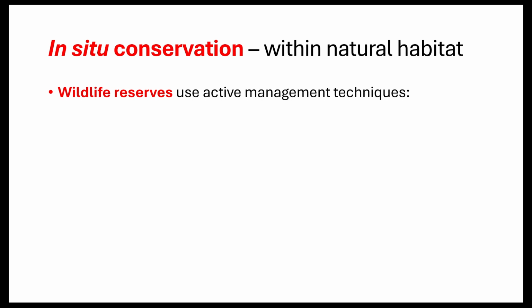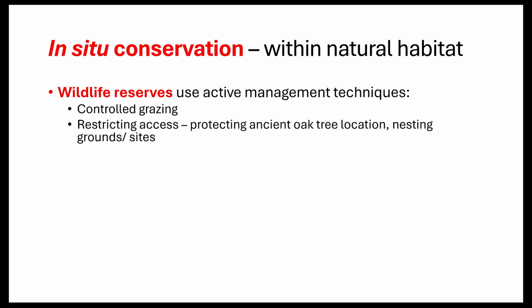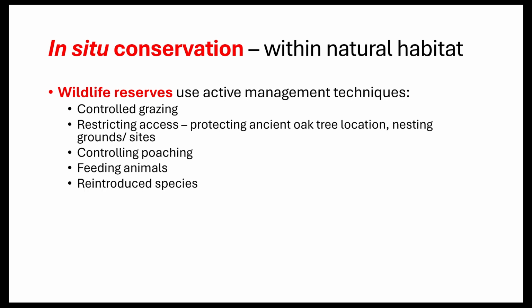These use active management techniques where we control grazing and restrict access, so protecting ancient oak tree locations or nesting sites or nesting grounds, controlling poaching, feeding the animals that are present in these wildlife reserves, reintroducing species that might have died out, and culling or removing invasive species.